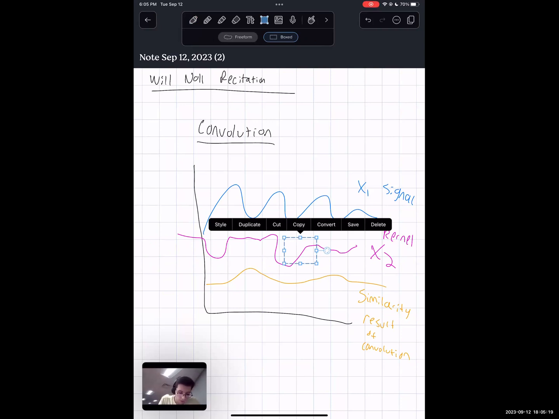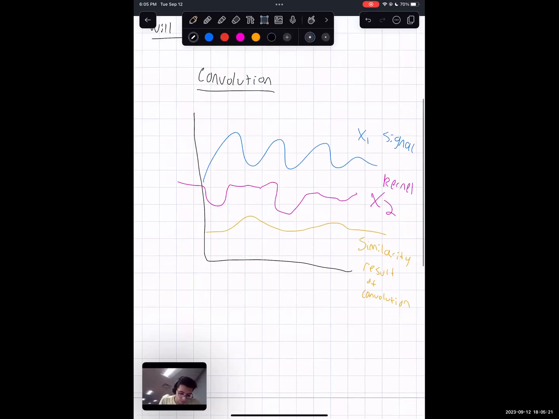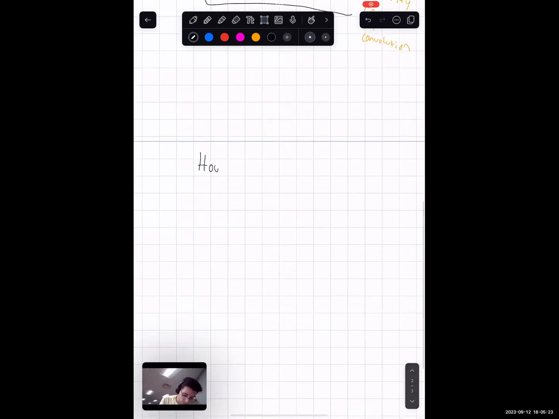Okay, so now we're going to hop into the actual problems. Before we hop in, how can we solve convolution problems? It's pretty methodical. We're going to start with continuous functions. That's going to be all of today, just continuous functions.